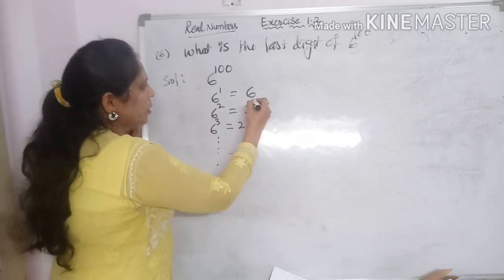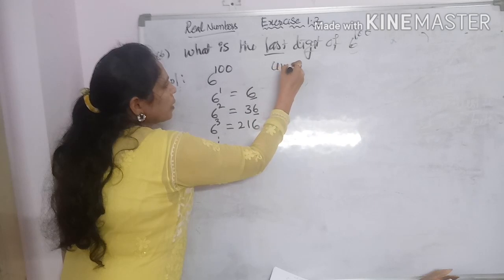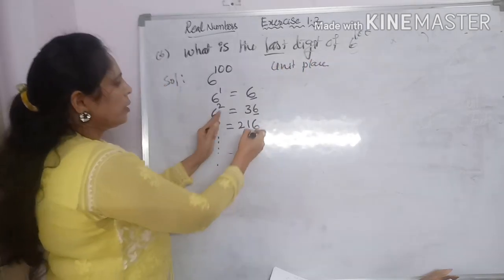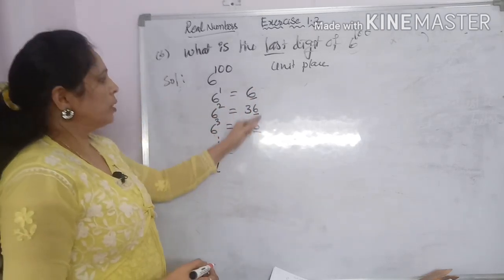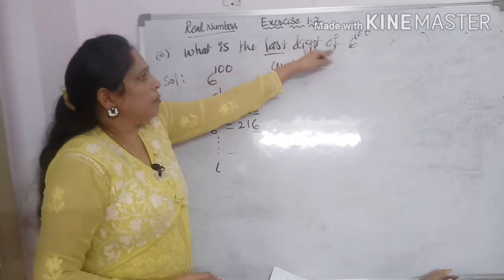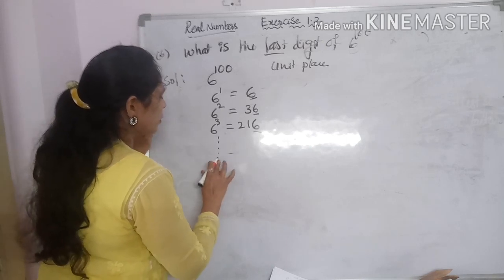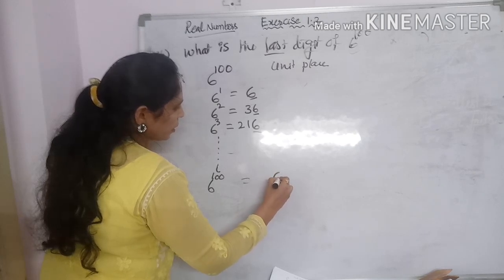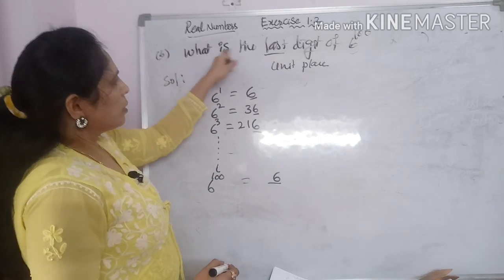In this way, students, observe this. There is no change in the units place. The last digit means the units place. In the units place, there is no change. So the last digit of 6 power 100 ends with the digit 6.